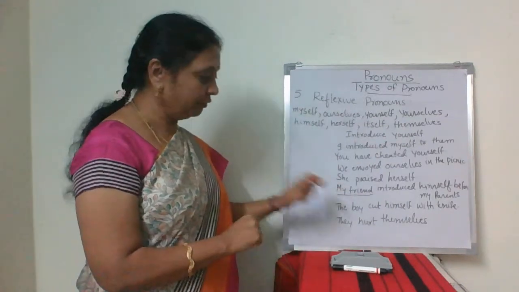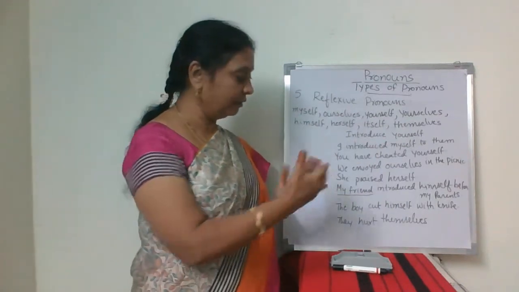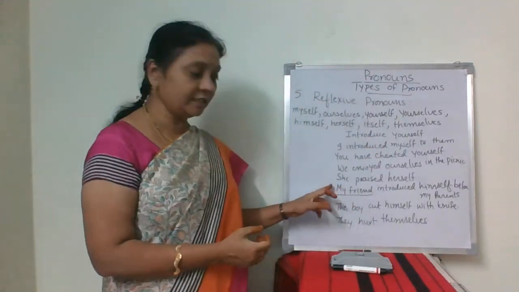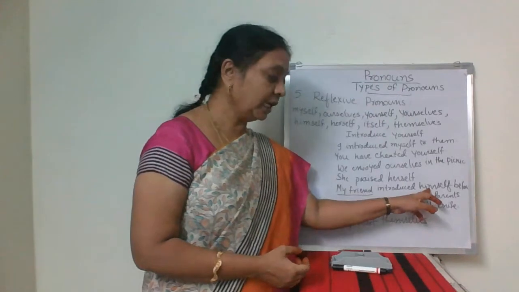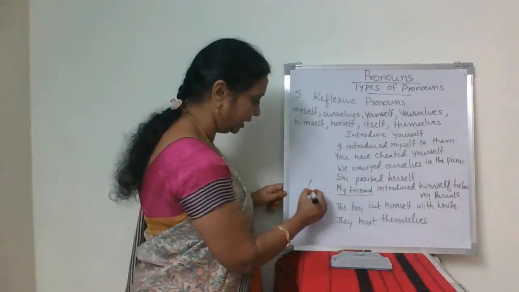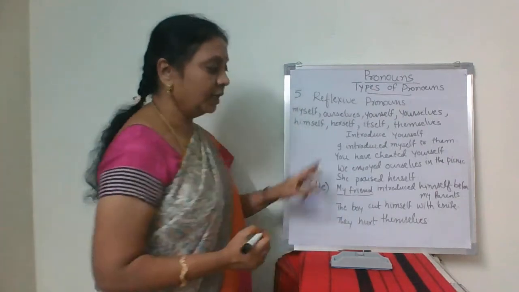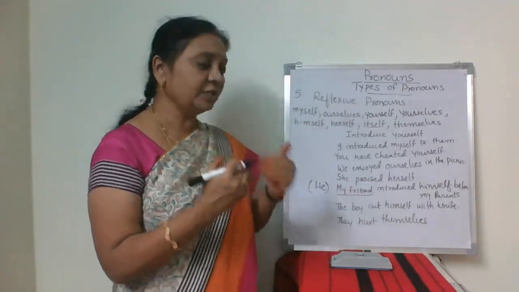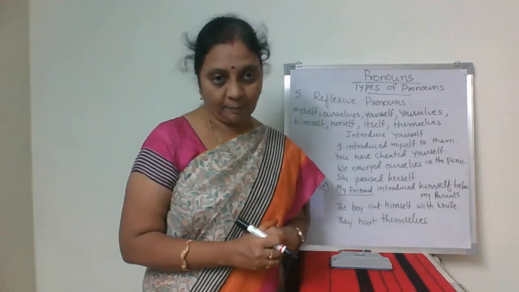Suppose if my friend is there in the sentence, my friend introduced himself before my parents. My friend is there, then why should you take himself? Because my friend is third person singular, he. That's why we are using the reflexive form himself. My friend introduced himself before my parents.